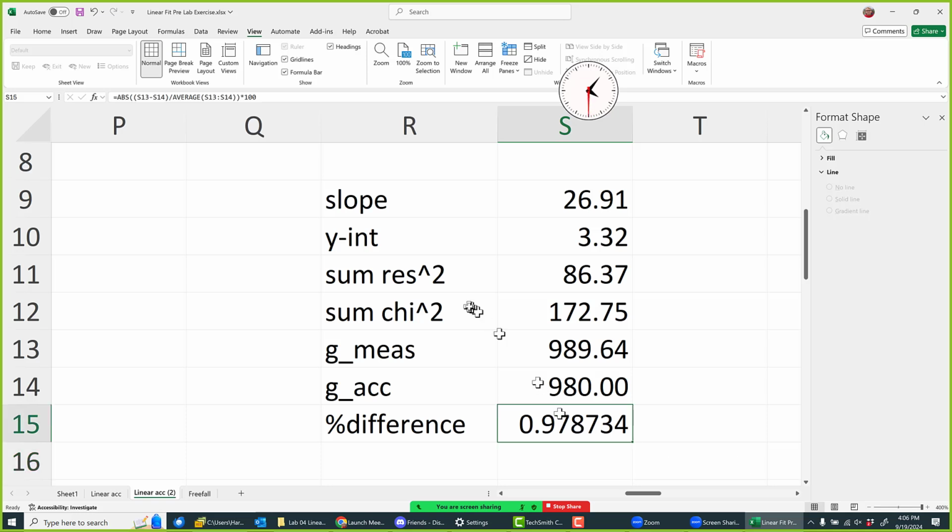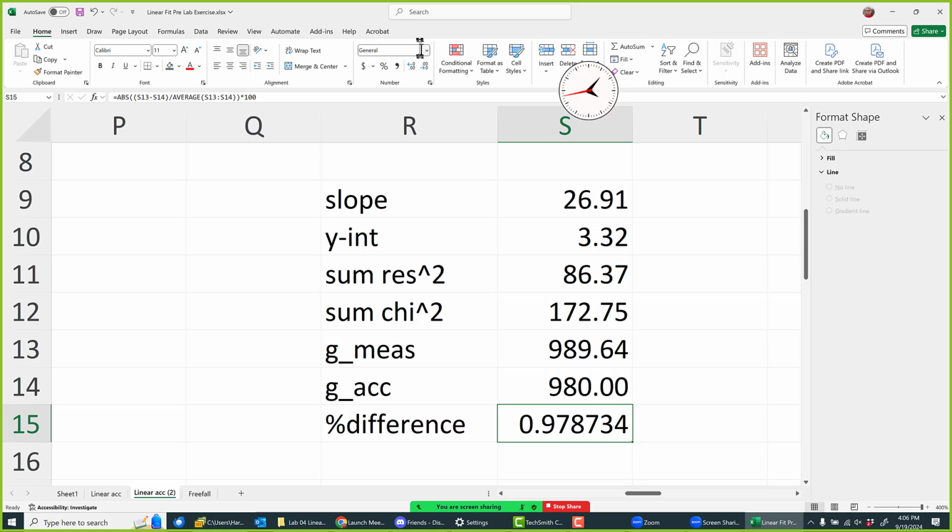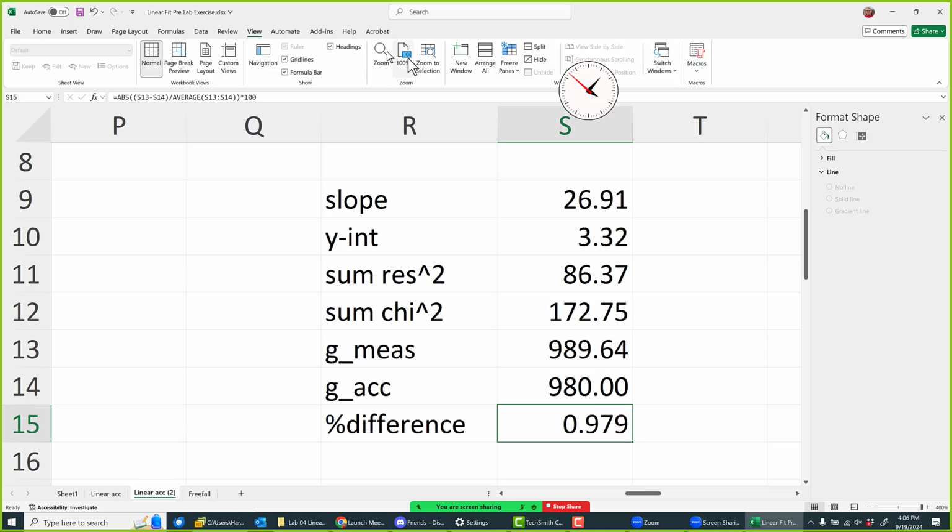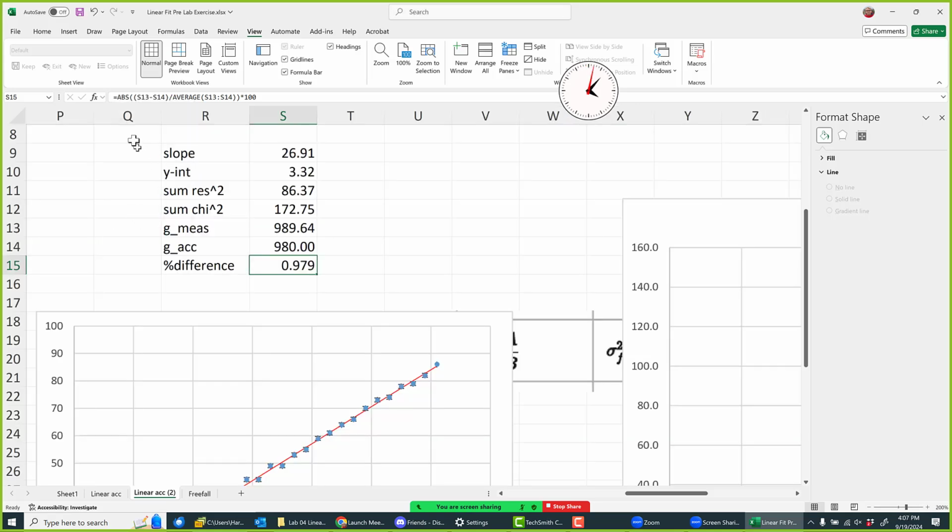Wow, not bad. Well, this is artificial data, so of course it's going to be good. And I want to format it. I'll highlight that again so you can see it. Number, and I have to zoom it out slightly. Zoom to, we'll try 200. And there it is. It's the absolute value of the difference divided by the average of the two times 100, which of course may look familiar anyway.